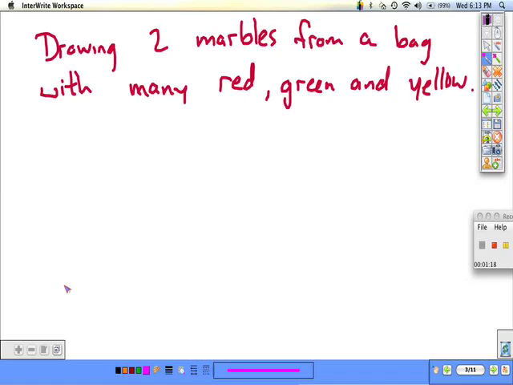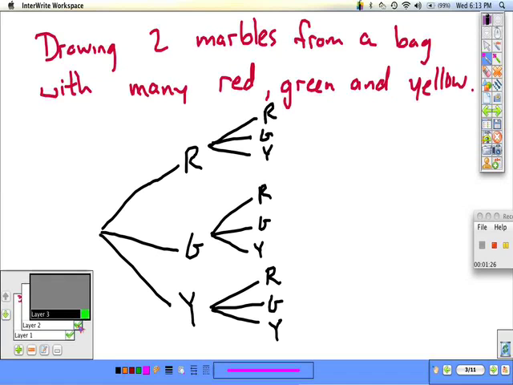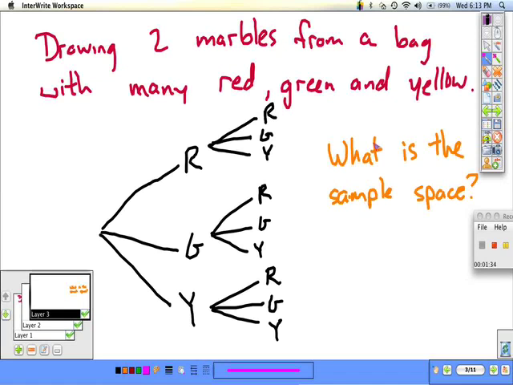Now we're drawing 2 marbles from a bag that contains many red, green, and yellow marbles. This is what the tree diagram for the outcomes would look like. The sample space is going to contain 9 items. Red, red, red, green, red, yellow, green, red, green, green, green, yellow, and yellow, red, yellow, green, yellow, yellow. And we get those just by walking down each one of these branches. Red, and then yellow. Green, and then red. Those are 2 things that are in the sample space.